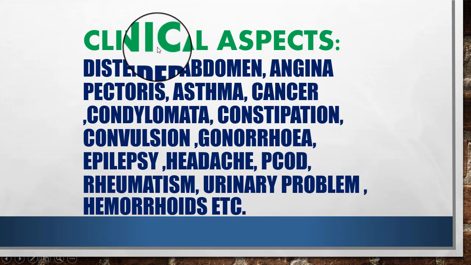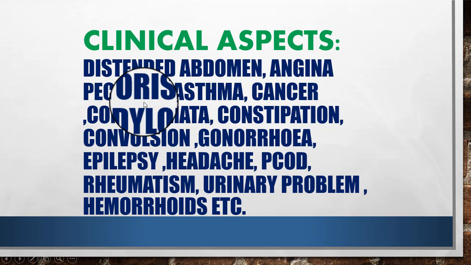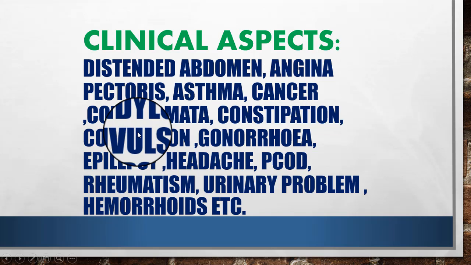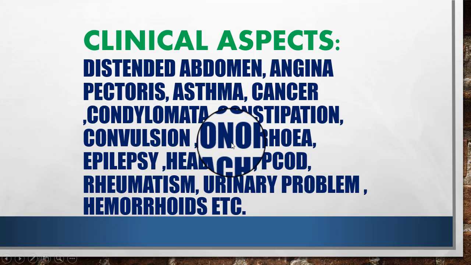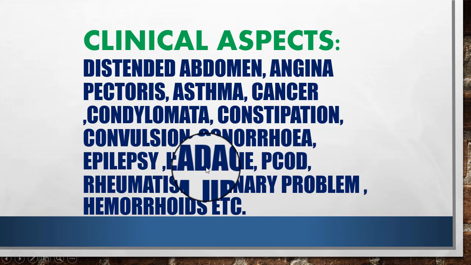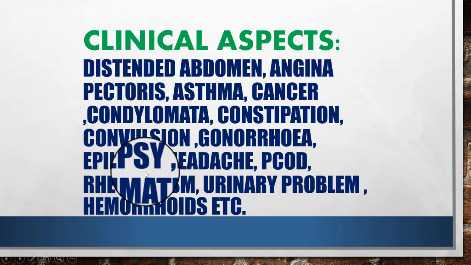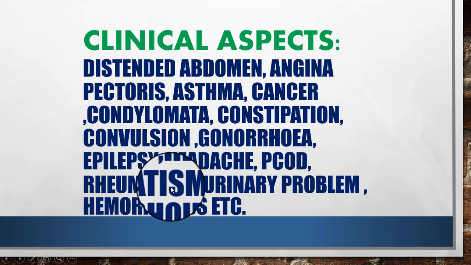So it can be used in distended abdomen, secondly in angina pectoris, thirdly in case of asthma, next in cancer, next in condylomatous condition, next in constipation, next in convulsions, and next in case of gonorrhea in female, next in epilepsy, next in headache, and very importantly, it is a chief medicine which is used in case of PCOD, which is called polycystic ovarian disease, whether it's rheumatoid arthritis or it's osteoarthritis. So it can be applied in any condition of rheumatism.